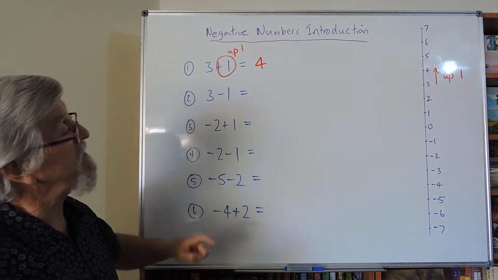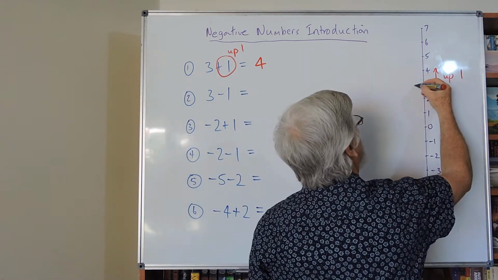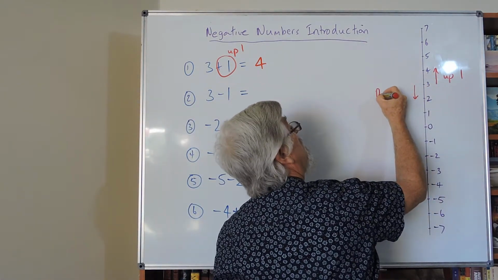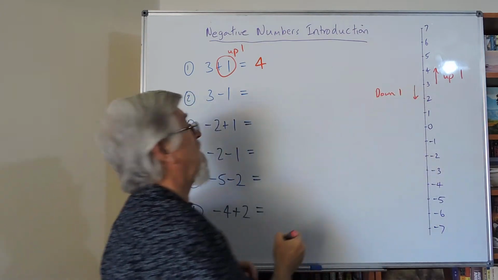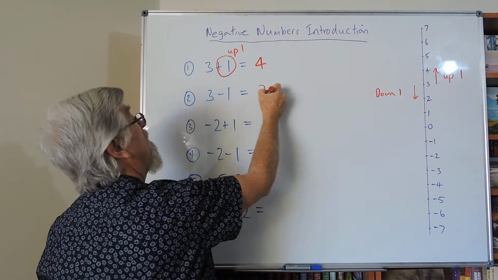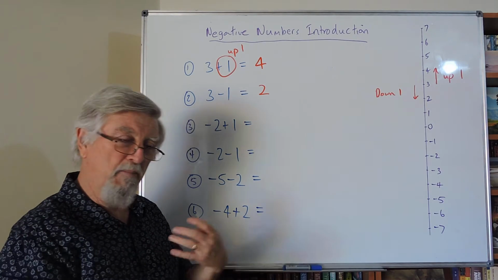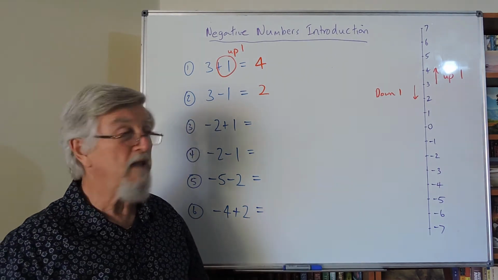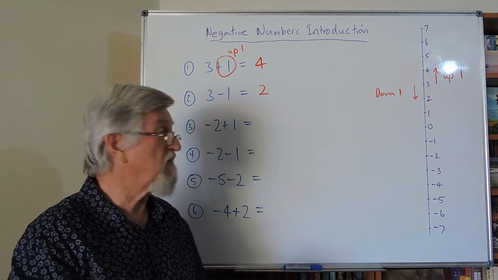Look at what happens when it's 3 take 1. What have we done when it's 3 take 1? We have gone down 1. So 3 take 1 ends with 2. So really what we're doing is just going up or down. A lot of us teach it left or right. On this one I want to just teach it as up and down.